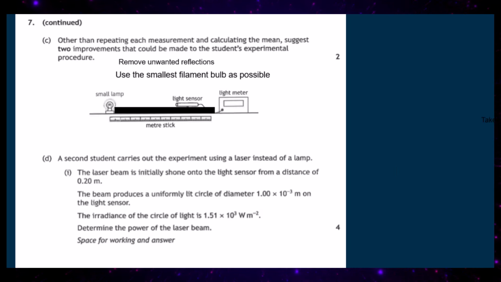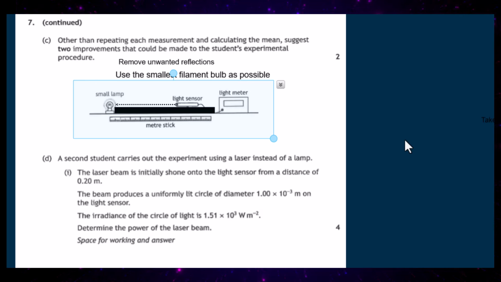The other one from the experiment is that when you're actually taking the measurements, you are really just measuring from the light sensor to the edge of the bulb, the actual glass of the bulb.